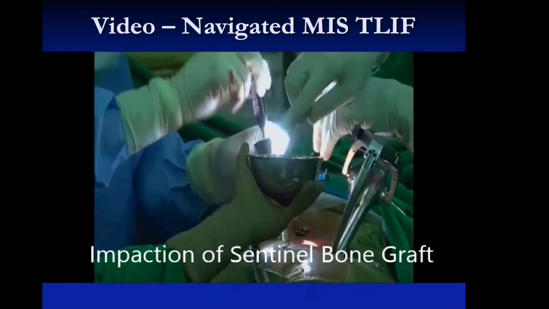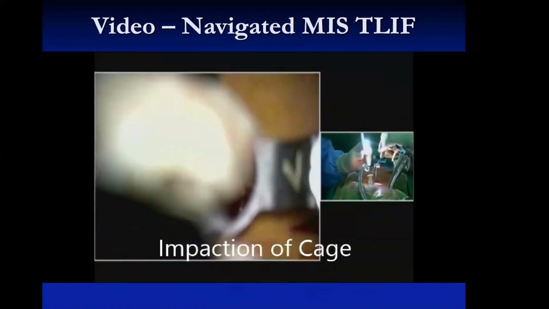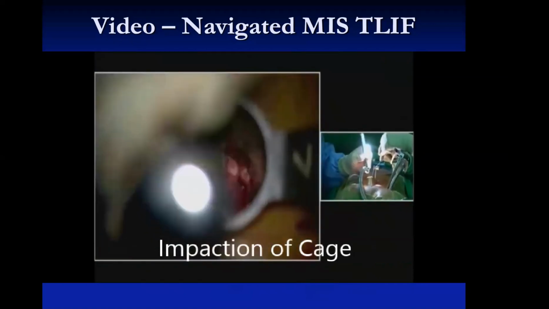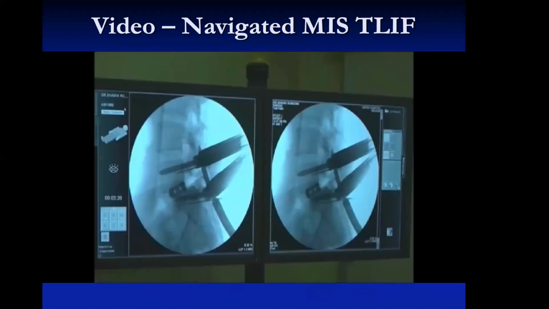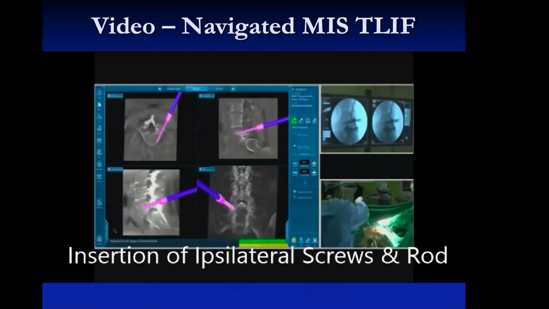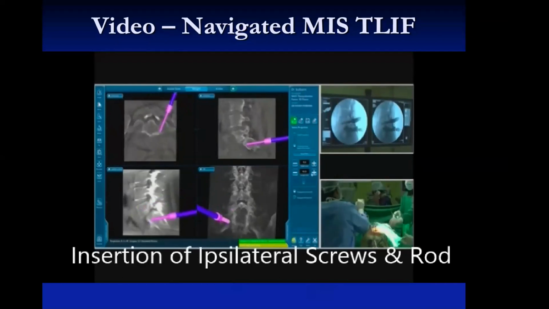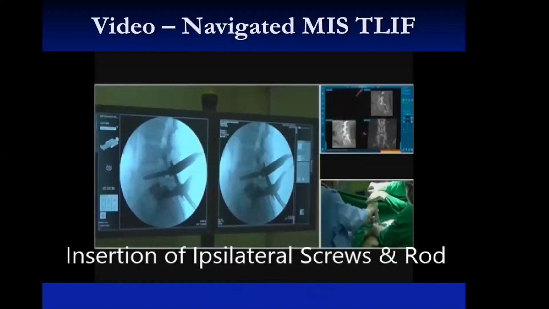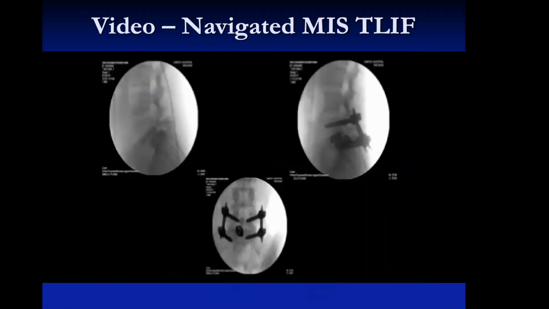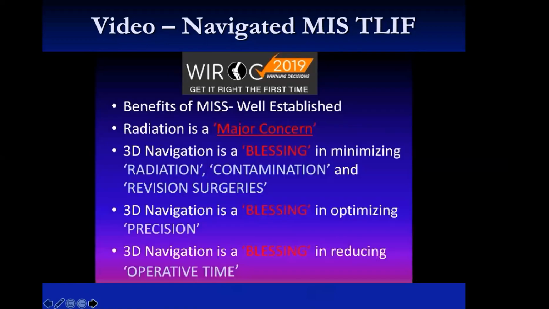Now we come back to the ipsilateral side, that is on the side of the symptoms. After doing the cage trial, anterior 1/3 of the disc space is packed with locally harvested bone graft. It's called the sentinel bone graft, followed by impaction of the cage of the right size. So then you can see these screws being driven into the ipsilateral S1 and L5 pedicle. These are the post-operative images, and this is the final end product. And these are the benefits of 3D navigation. Thank you.